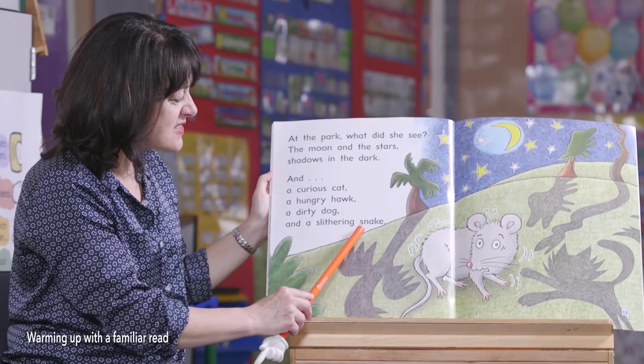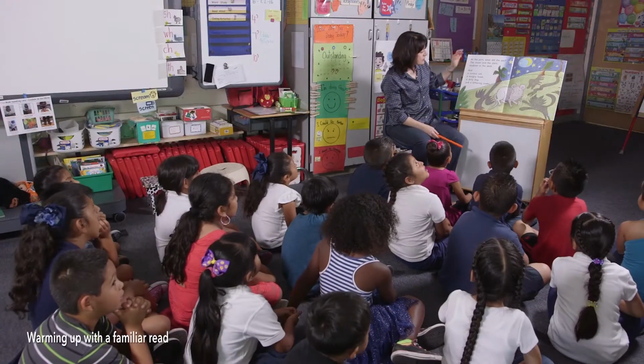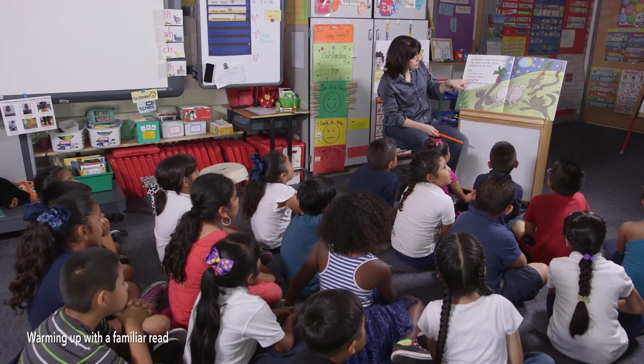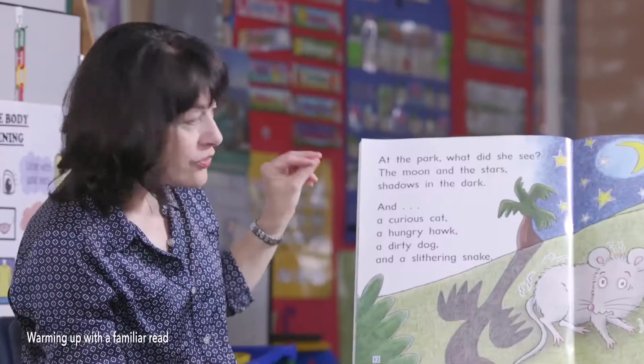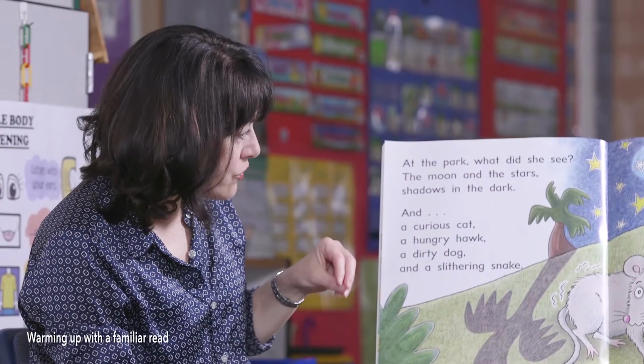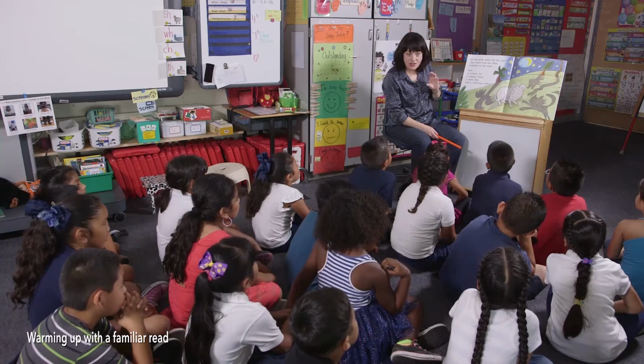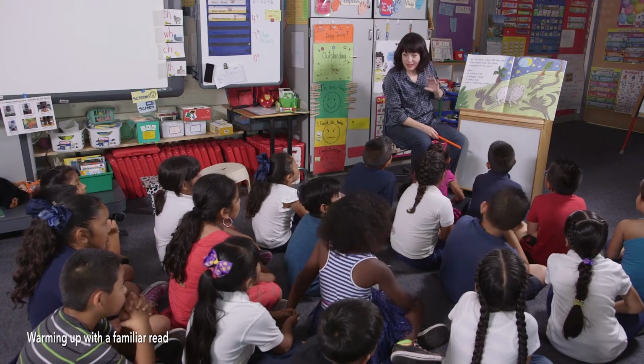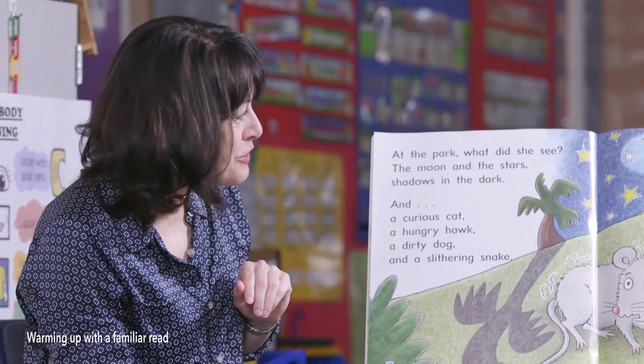a slithering snake. And remember how we noticed that the author used words that started with the same letters? Curious cat, hungry hawk, dirty dog, slithering snake. Yes, and we learned all about that.